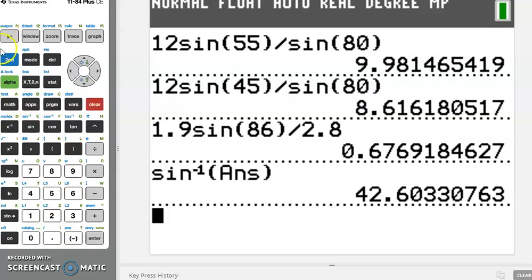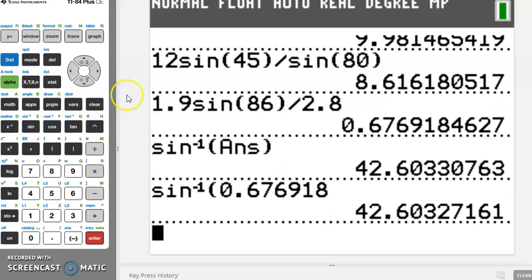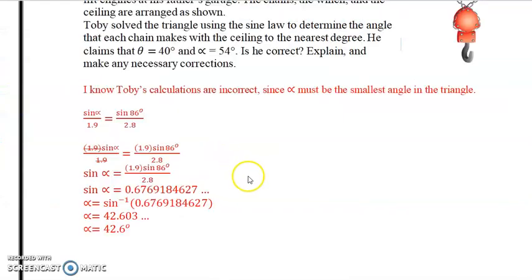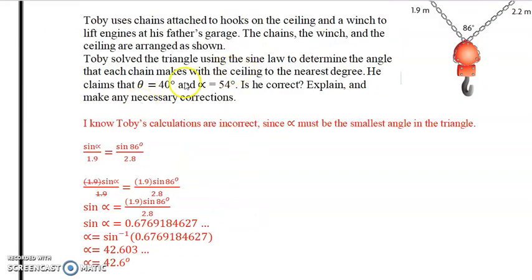Inverse sine of 0.676918 and so on. We enter, we still get 42.6, right? It's a little off, but again, it's still both going to be 42.603. Okay? So, again, even if he did have them correctly ordered, it's still a bit off, it's not quite 40, right? Even though, like I mentioned, he obviously had the angles interchanged, but they were still a little bit off. And to find the third angle is quite easy.